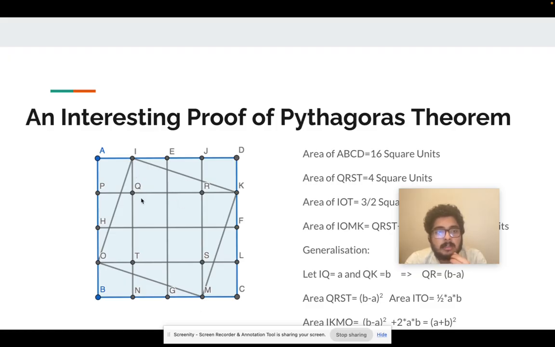See that we are done. If this is A, this is B, this square is A square plus B square. So that is what the Pythagoras theorem is. A square plus B square. In a right angle triangle, the hypotenuse square will be A square plus B square. So we have proved it for a general case with the same ideas at hand.